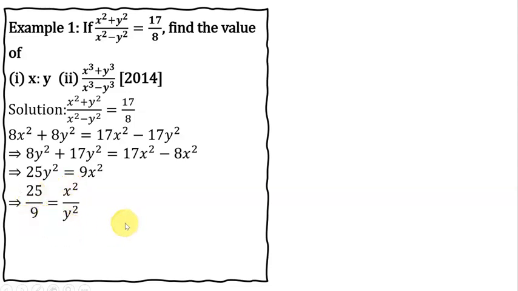Now take the square root on both sides. Therefore, x upon y is equal to 5 upon 3, or x : y is equal to 5 : 3, and this is the first one. Now we can solve this type of example by using componendo and dividendo also.